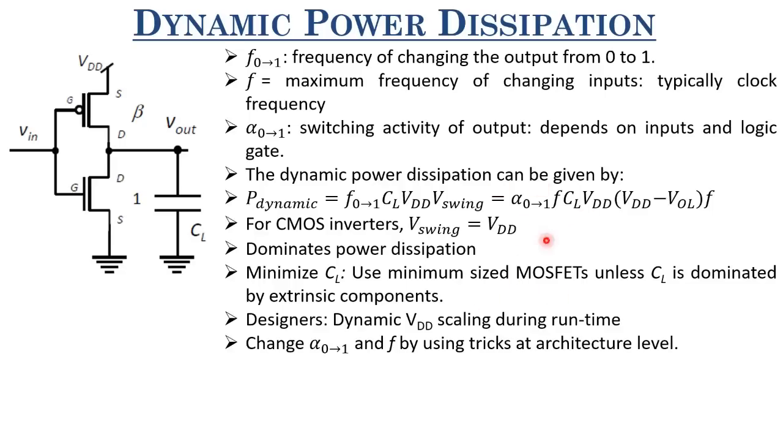Also, by employing tricks like parallelism, instruction level parallelism, or pipelining, they can change alpha 0 to 1 and this F, I mean the effective F, not exactly the maximum clock frequency, but the effective F that the gates see. That can be changed by using tricks at the architecture level. And alpha 0 to 1 is something you can change by changing the dependencies of these inputs, whether they are statistically independent or not. You can make their probabilities different in order to reduce alpha 0 to 1.